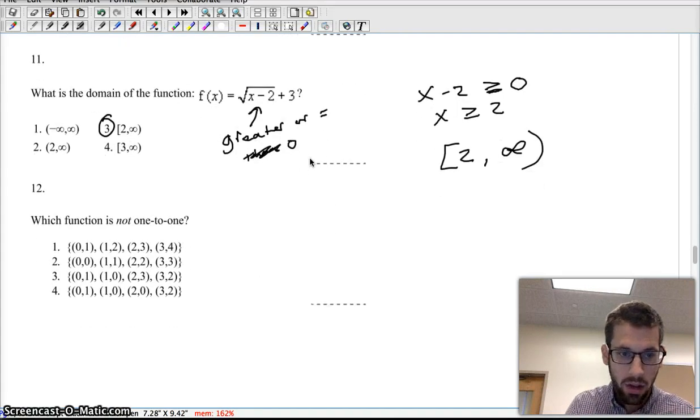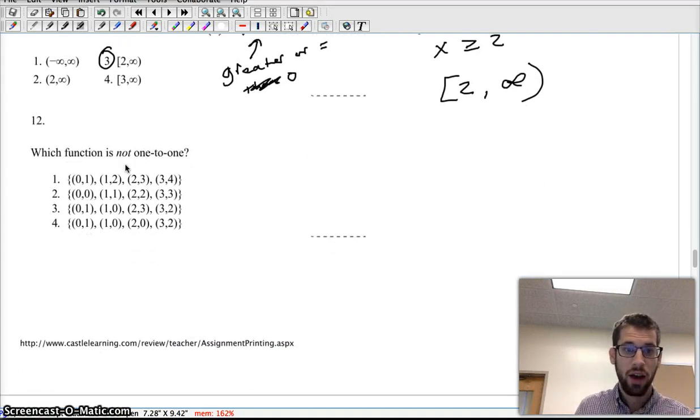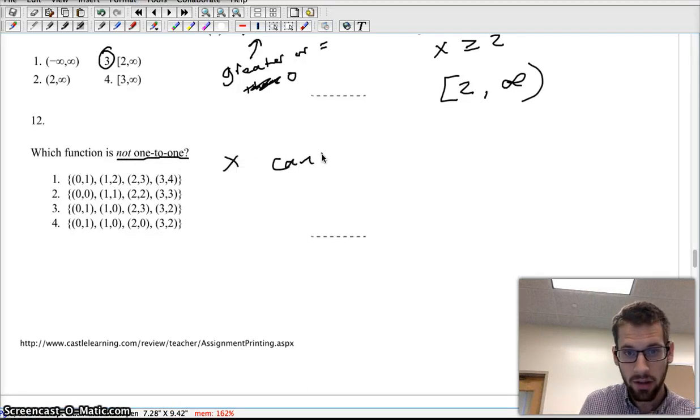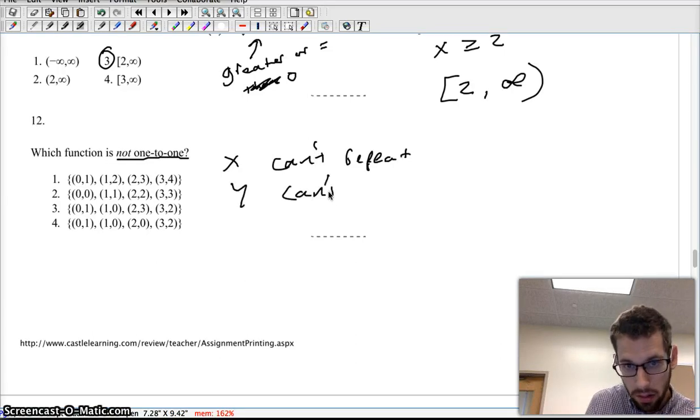Okay. So now it's asking which function is not one-to-one. So not one-to-one. So I know that my x can't repeat and my y can't repeat. So I'll write that x can't repeat, y can't.